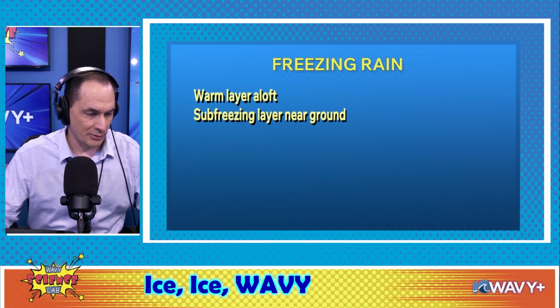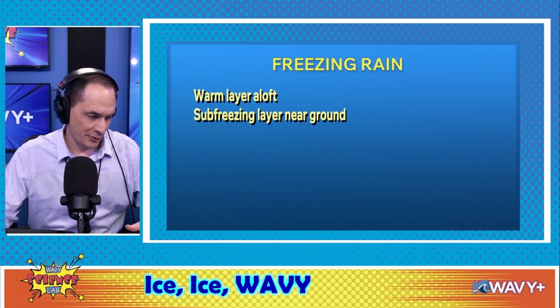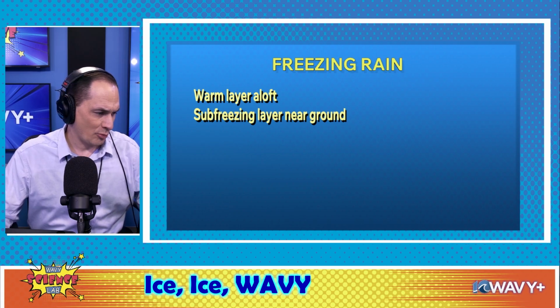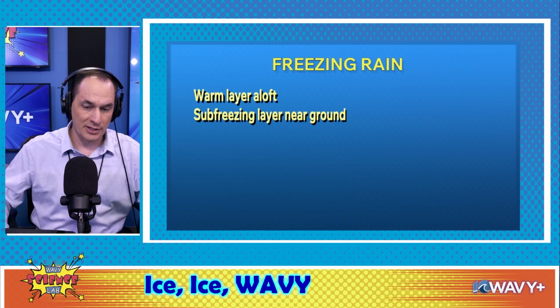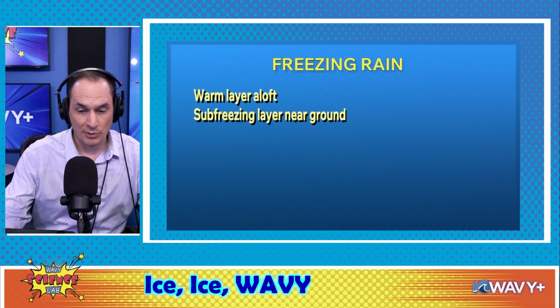So with freezing rain, you get the warm layer aloft, sub-freezing layer near the ground. We're going to pause here. We're going to go into this in more depth in just a little bit. So stay with us.